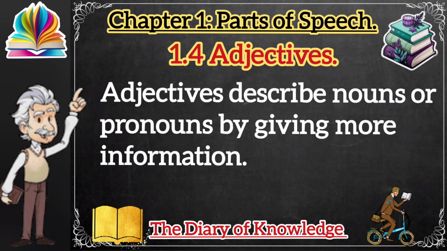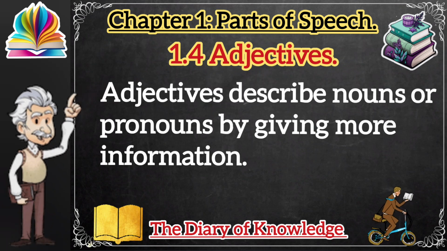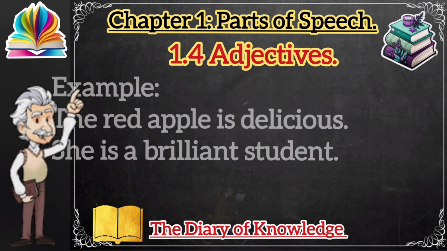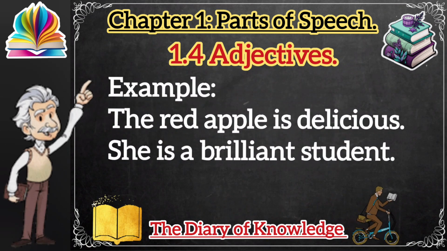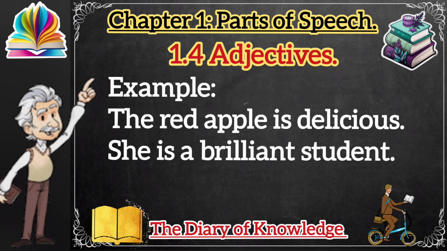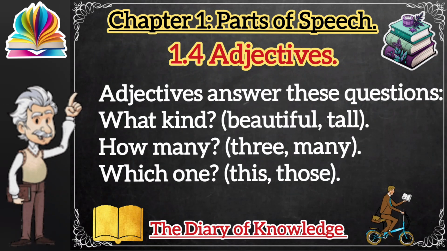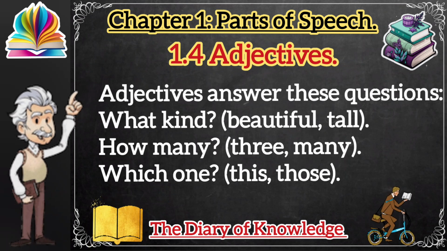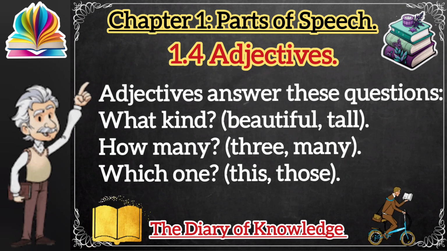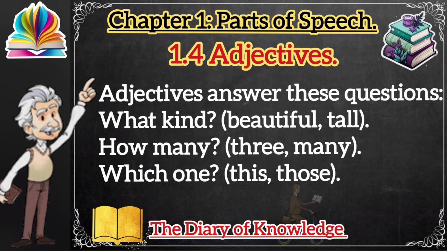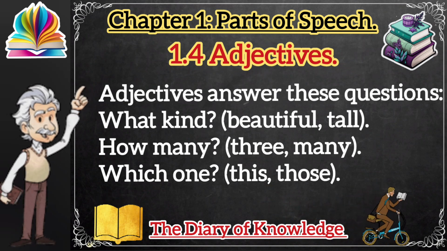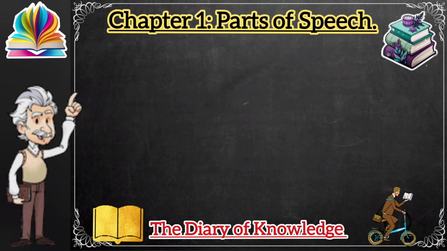1.4 Adjectives. Adjectives describe nouns or pronouns by giving more information. Example: the red apple is delicious. She is a brilliant student. Adjectives answer these questions. What kind? Beautiful, tall. How many? Three, many. Which one? This, those.